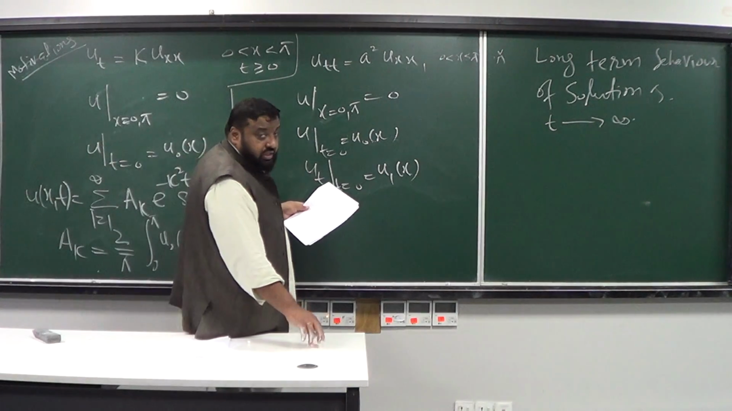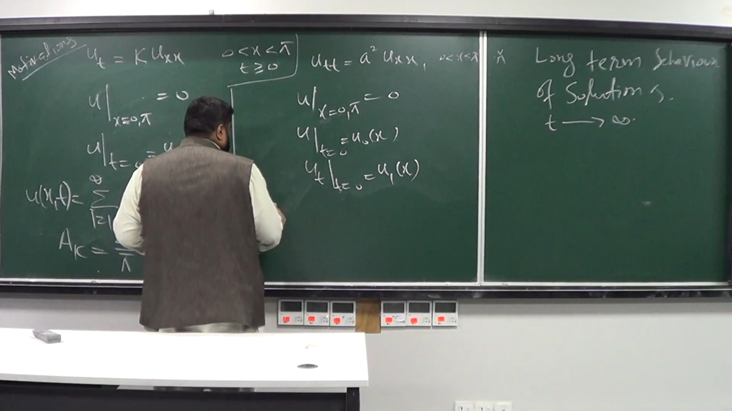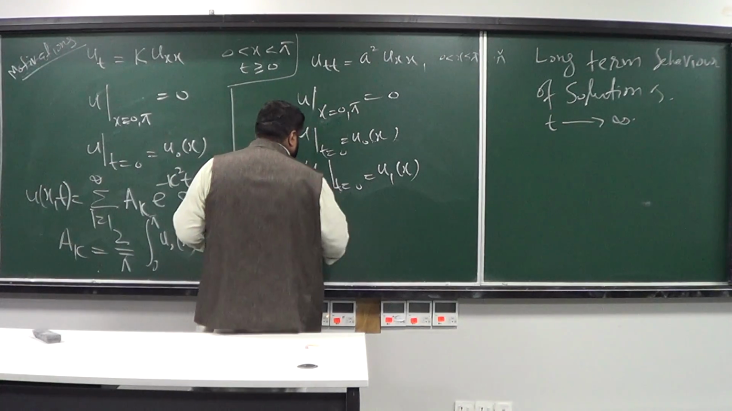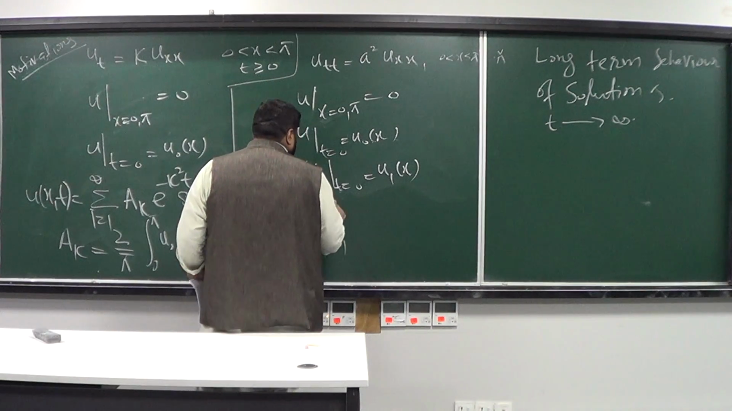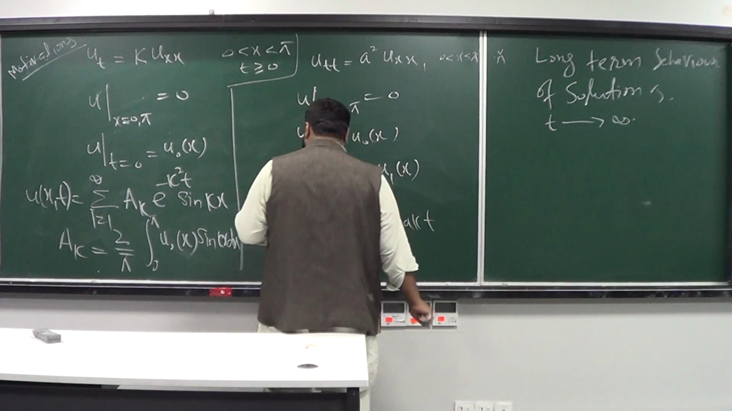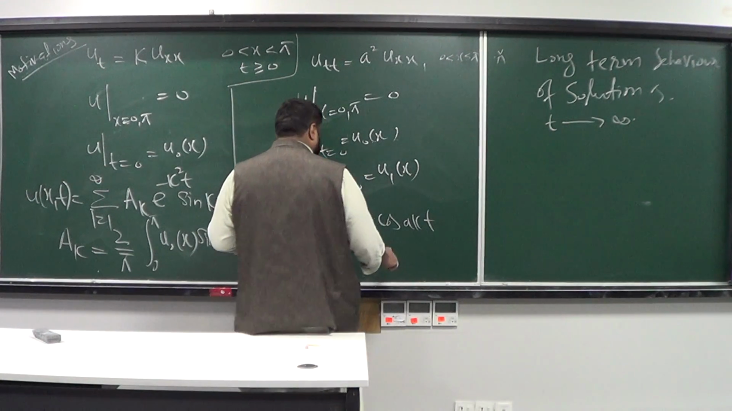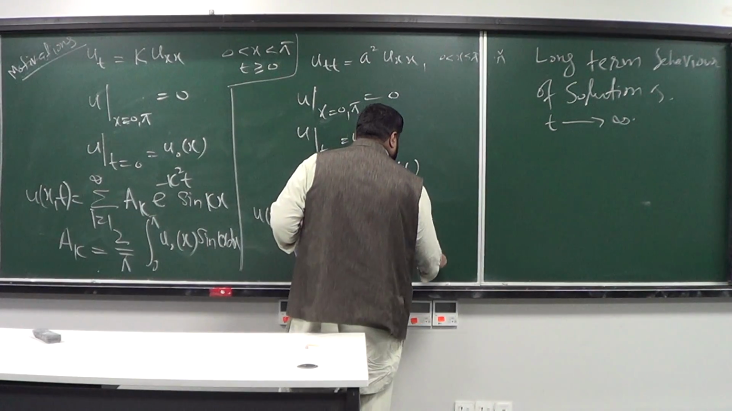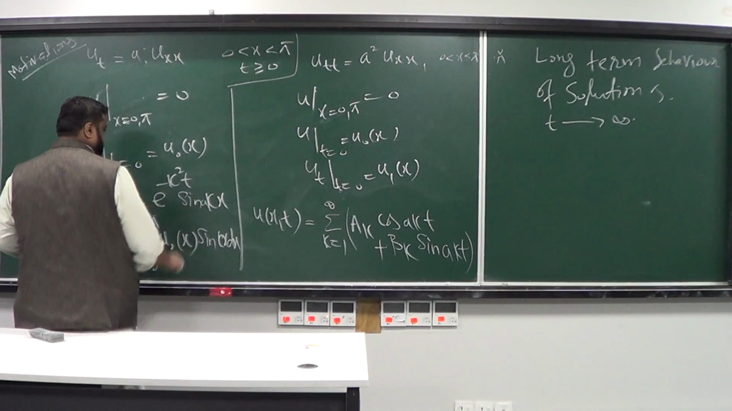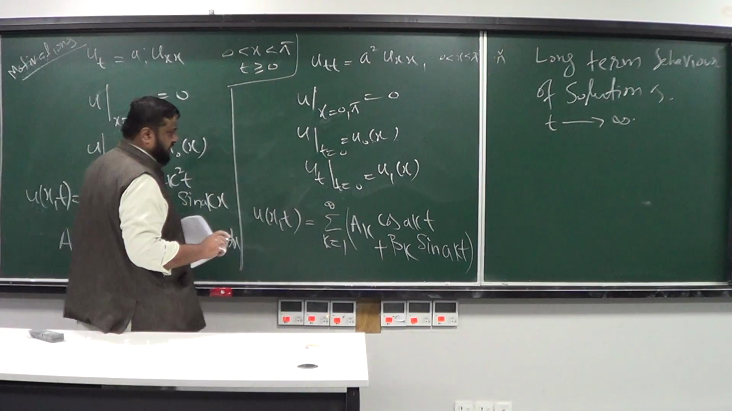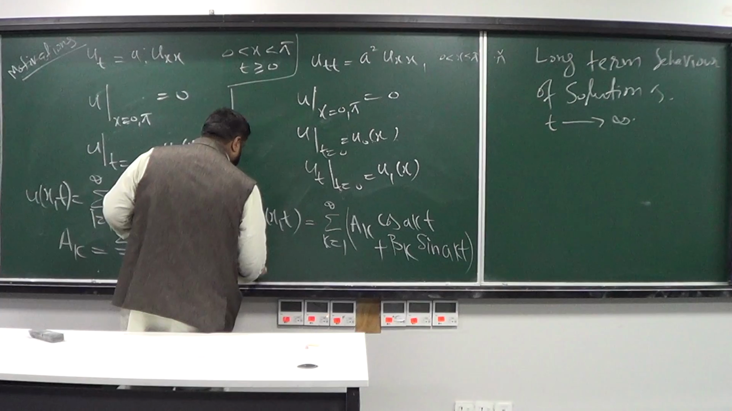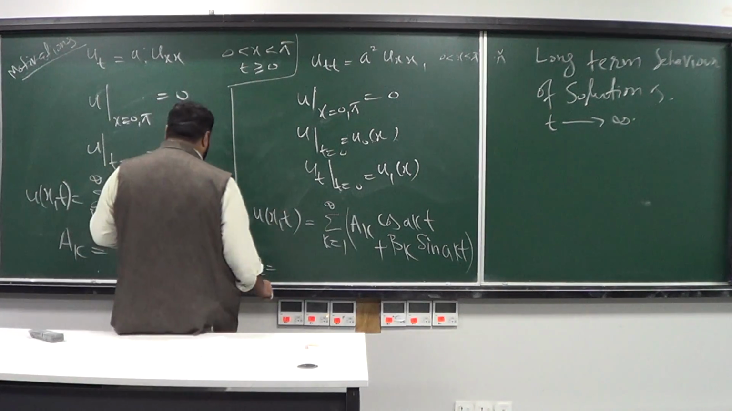How does the solution of this wave equation look? We all know the solution looks like this. I can do separation of variables or any other method and construct this kind of solution: sum over k equal to 1 to infinity of a_k cos(akt) plus b_k sin(akt), times sin(kx). So the solution goes like this, while a_k and b_k are some unknown coefficients that can be determined through the initial conditions.